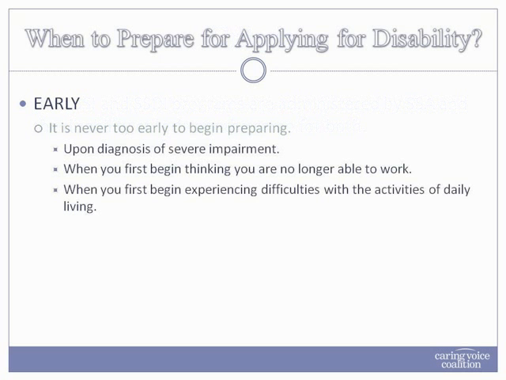It's never too early to begin preparing upon your diagnosis of severe impairment. It's important to think about the possibility of when you will no longer be able to work. If you're still working and you foresee that coming, it's important to think about that time when you first begin experiencing difficulties with activities of daily living.